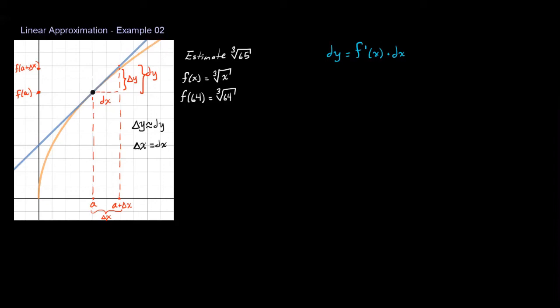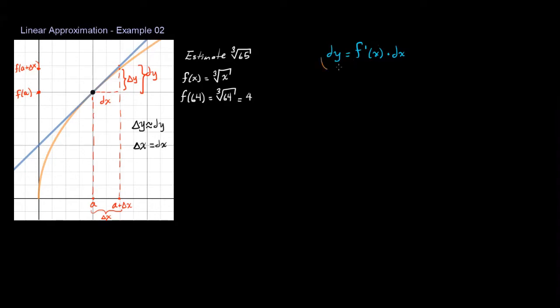Hi, in this video I'm going to explain another example for linear approximation. In this case, my goal is to approximate the cubic root of 65, letting f of x be the cubic root of x. My closest known value would be 64. The cubic root of 64 is equal to 4.